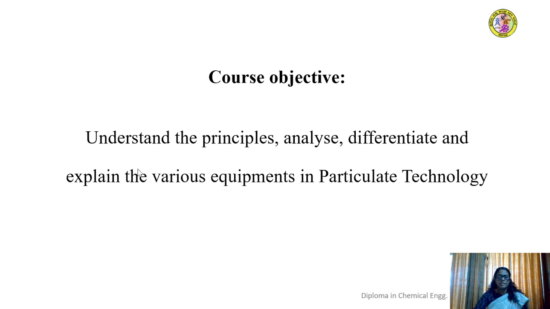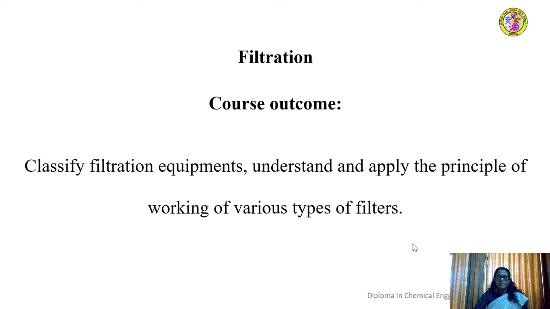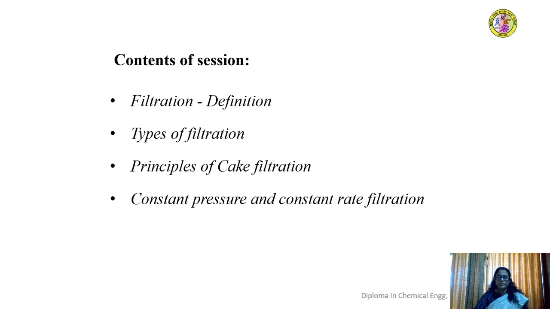So since this is the beginning section, let me just take you back to the course objective. The objective of the particulate technology course is to make the student understand the principles and analyze, differentiate and explain the various equipments in particulate technology. So this is the course outcome a student will attain after studying this fourth unit filtration. After he has finished studying the fourth unit, he or she will be able to classify the filtration equipments, understand and apply the principle of various types of filters used in industries.